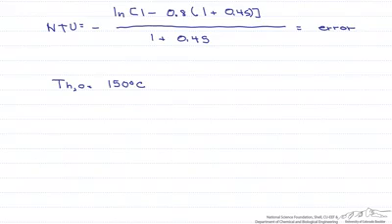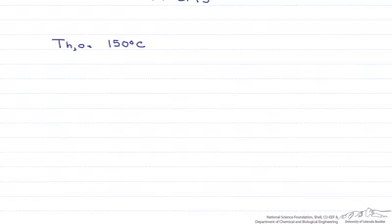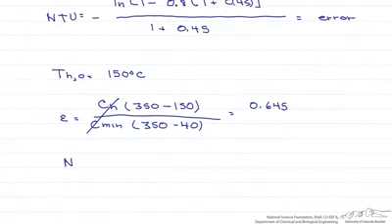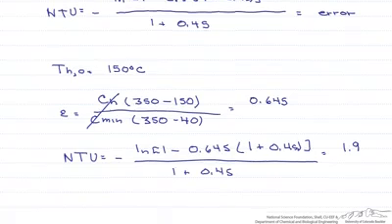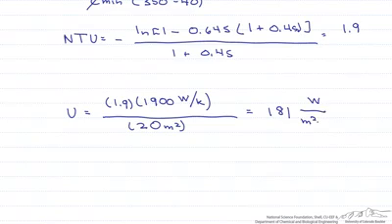150 degrees C. The first thing is that that's going to change our effectiveness, and we're left with an effectiveness of 0.645. Now when we put this back into our equation for our NTU, we end up with an NTU of 1.9. And we end up with an overall heat transfer coefficient of 181 watts per meter squared K.